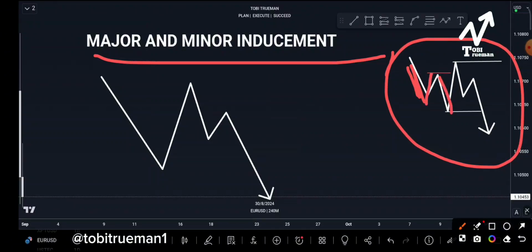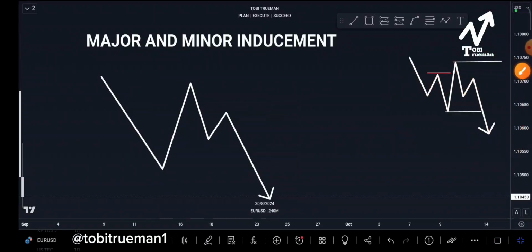Price went up, came down. This high point is now regarded as our what? As our inducement. Then price will take the inducement. Price can form different types of pullback. That's a minor pullback before it now takes out this structure low. Then this now becomes our what? Our break of structure.